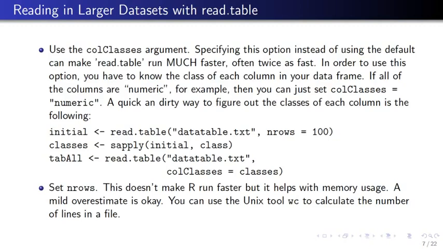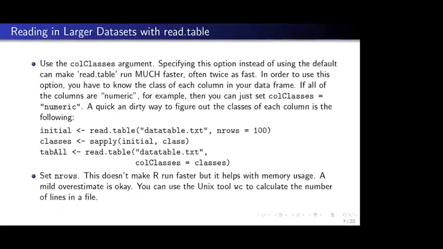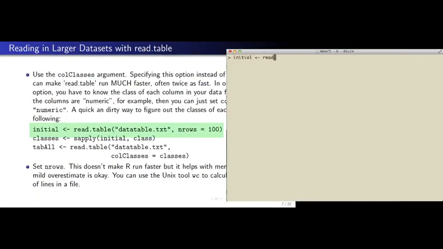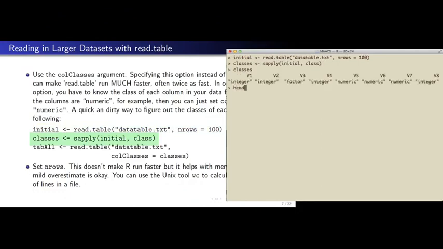If you have a few columns in your data set, then you can usually just say what the classes are. But if they're all the same, for example if all the columns are numeric, you can just set colClasses equal to numeric. If you give it a single value, it will assume that every column has that same class. Otherwise, if you have a huge data set, you can read in maybe the first 100 or the first 1,000 rows by specifying the nrows argument, and then loop over each of the columns using sapply and calling the class function.